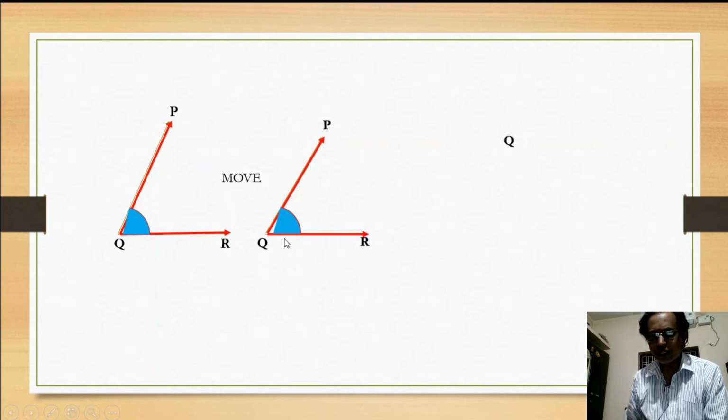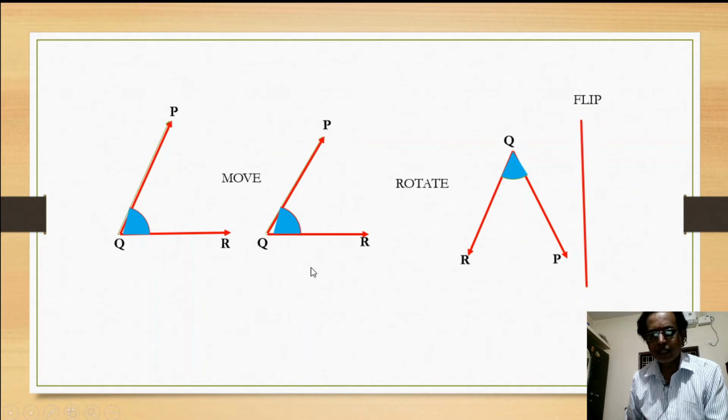Again we get angle PQR here, and if it rotates, then we get it like this. Okay, in a flip, a mirror image, we get it like this. So these are the transformations: move, rotate and flip.